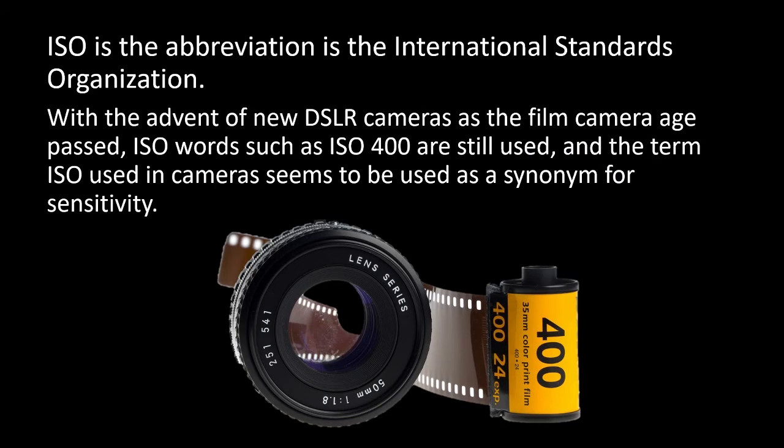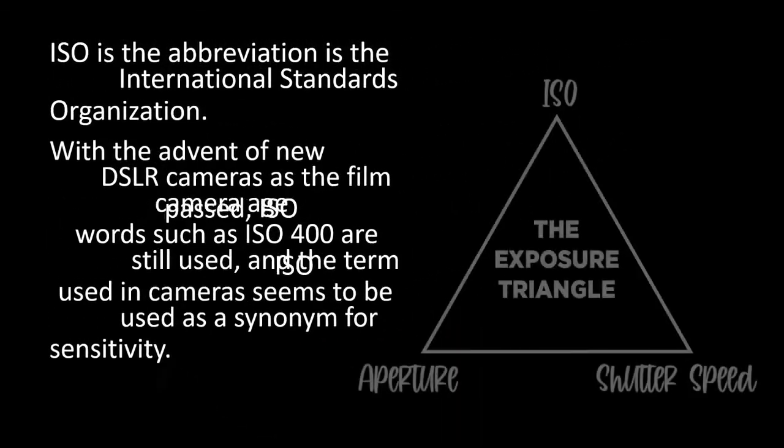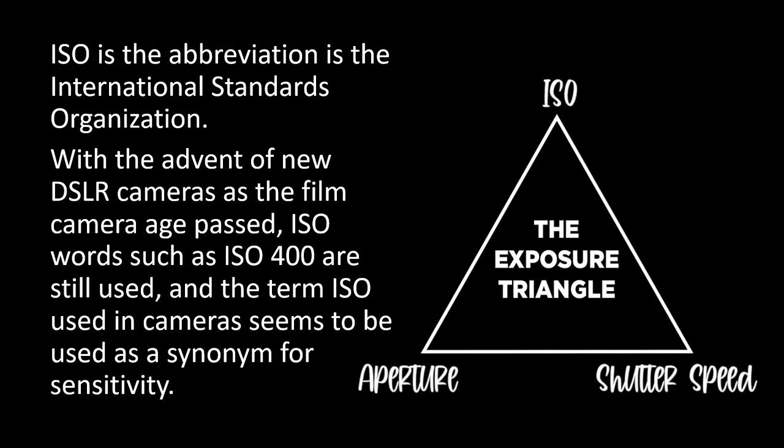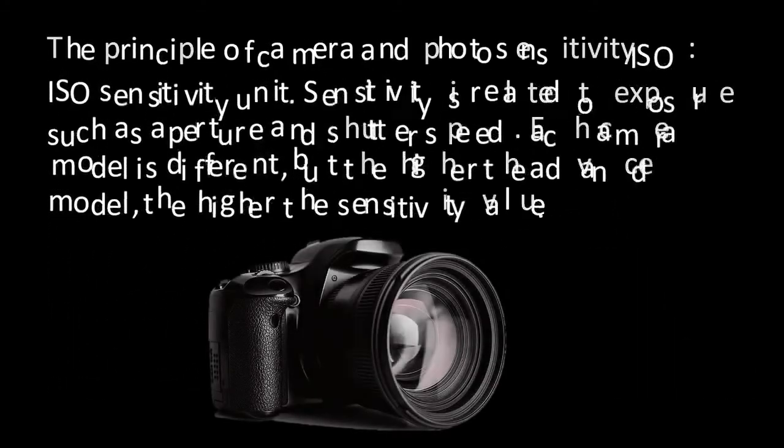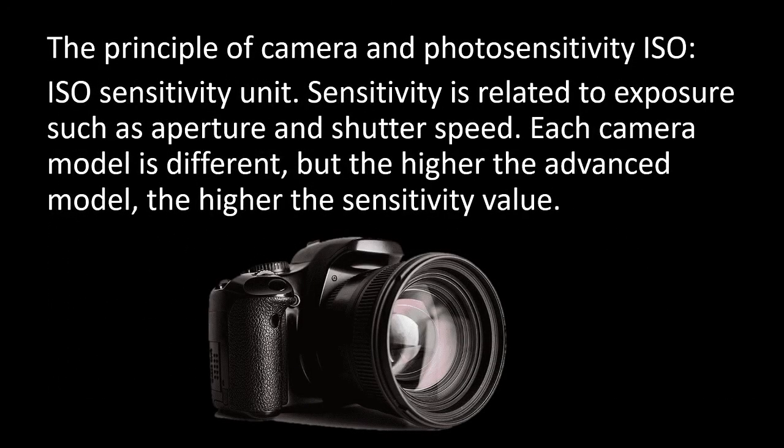ISO is the abbreviation of the International Standards Organization. With the advent of new DSLR cameras as the film camera age passed, ISO words such as ISO 400 are still used, and the term ISO used in cameras seems to be used as a synonym for sensitivity. The principle of camera photosensitivity and ISO. ISO is a sensitivity unit. Sensitivity is related to exposure, such as aperture and shutter speed.